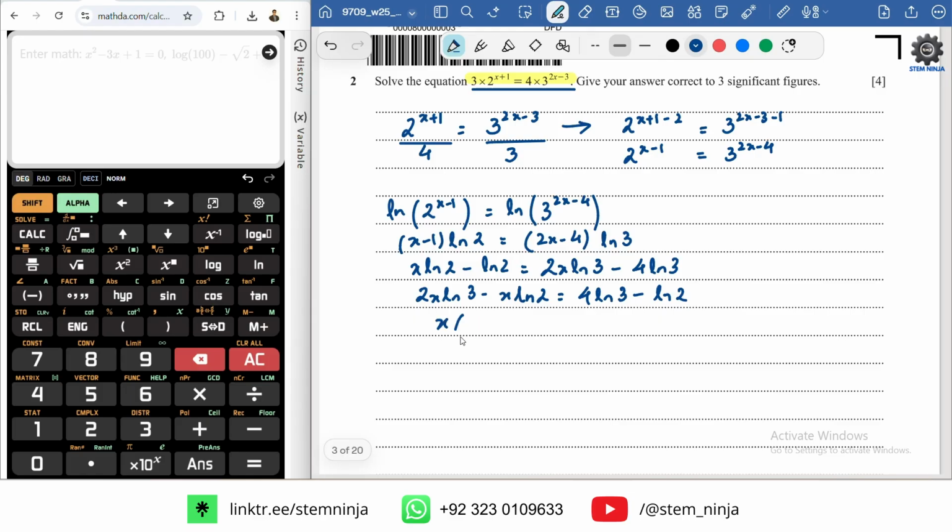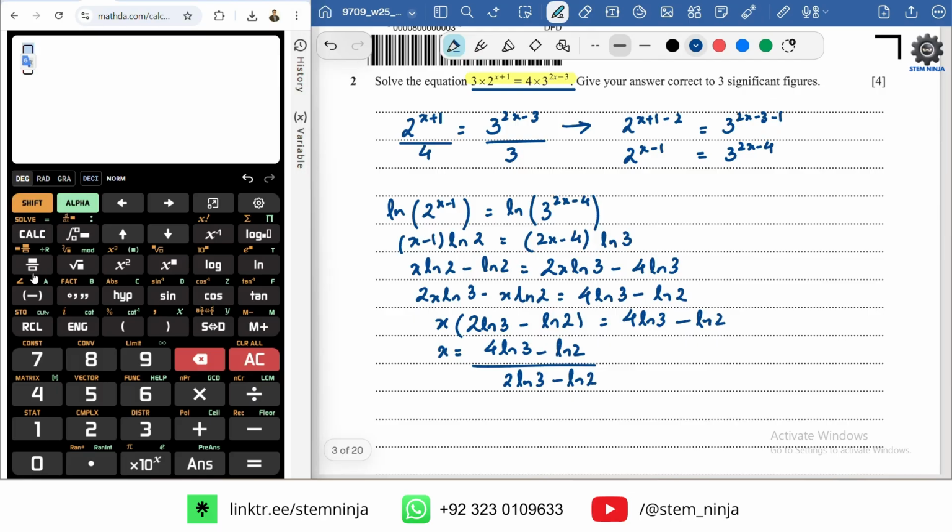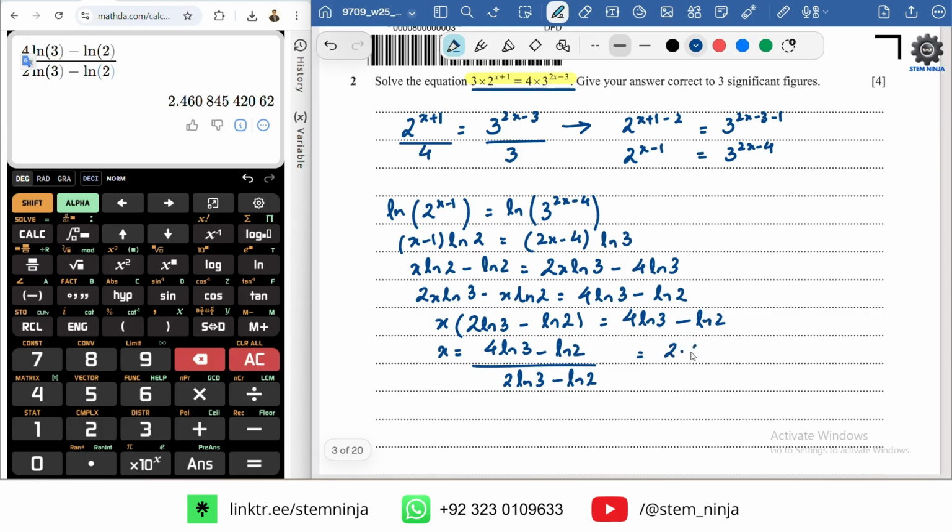Okay, so factorize out x. This would be x times (2 ln 3 minus ln 2) equals 4 ln 3 minus ln 2, and finally x equals (4 ln 3 minus ln 2) divided by (2 ln 3 minus ln 2). Now we need the answer. So 4 ln 3 minus ln 2 divided by 2 ln 3 minus ln 2. You get 2.46 to 3 significant figures.